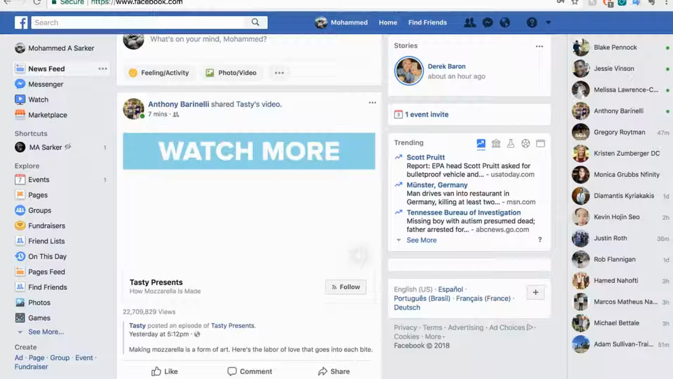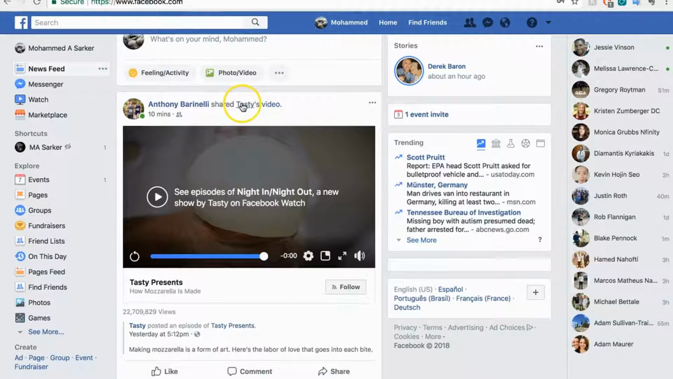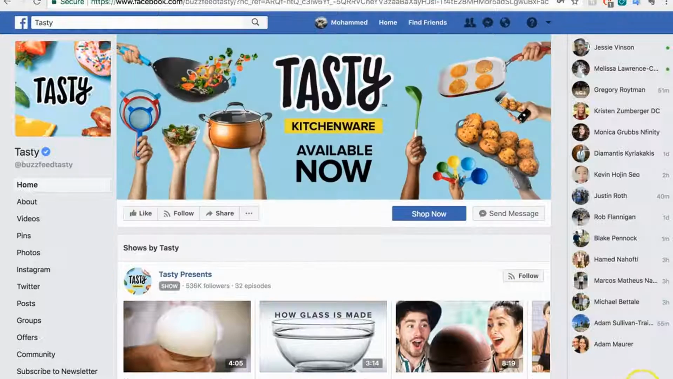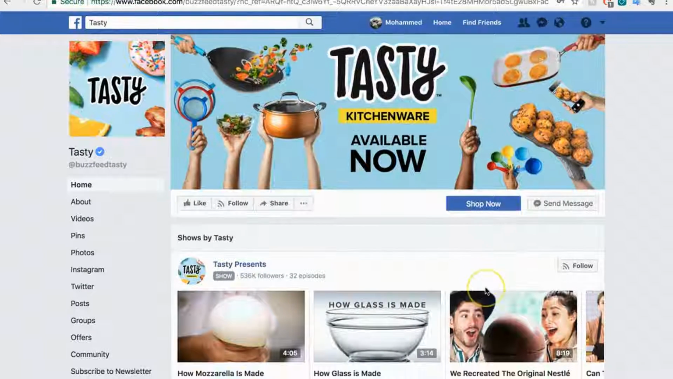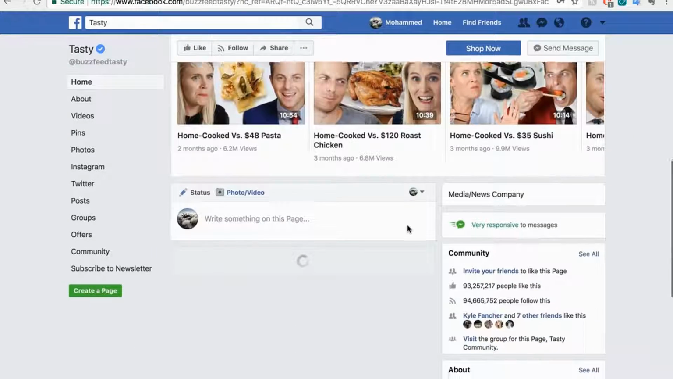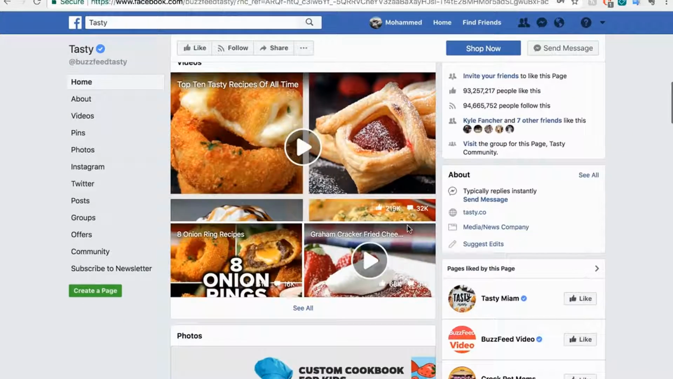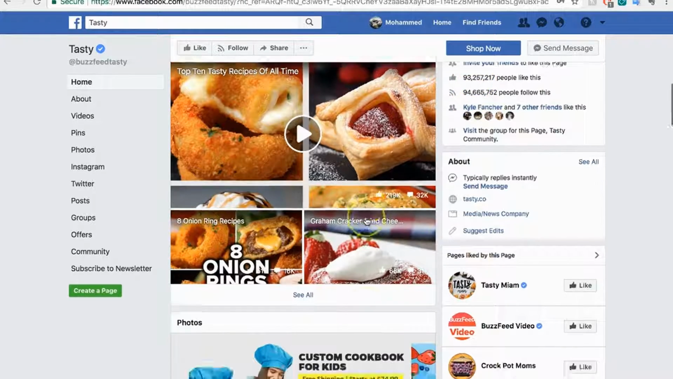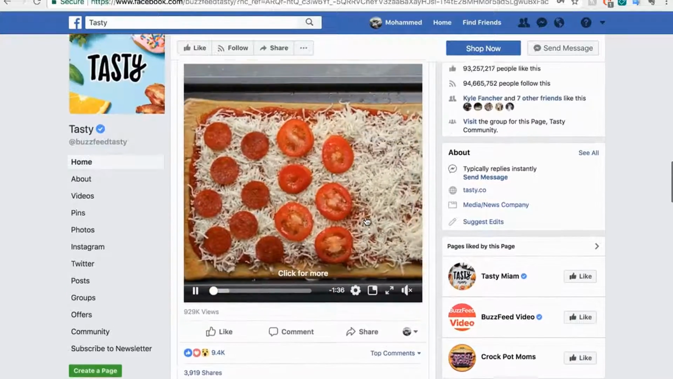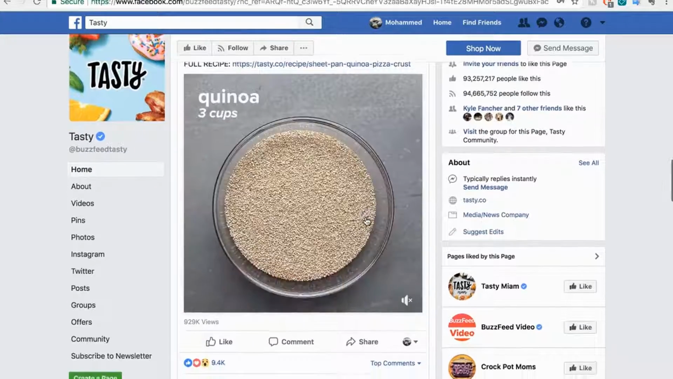So for example, if I'm in my Facebook, I just saw this page just popped up, Tasty. It's a page that is cooking related, right? This page is all cooking related. People who like this page are more or less likely going to be passionate about food. They have 93 million people who like this page. That means these 93 million people are passionate about food.